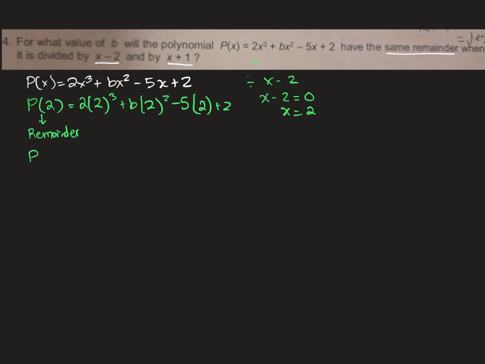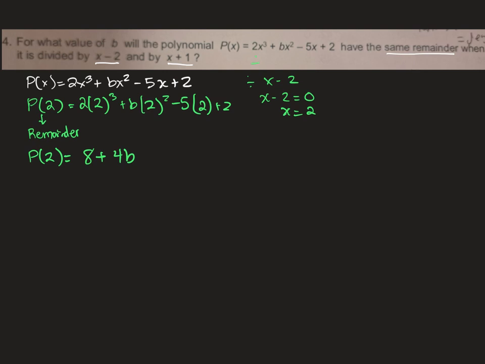Alrighty, so we'll keep it as p at 2, but it's basically the remainder. And we would have 16 minus 10, 6, so we had 8 plus 4b when that right-hand side gets simplified. Now, can't really go much further with that because we have the unknown of b and we don't know the remainder, but we do know that it has the same remainder as if when we divide by x plus 1.